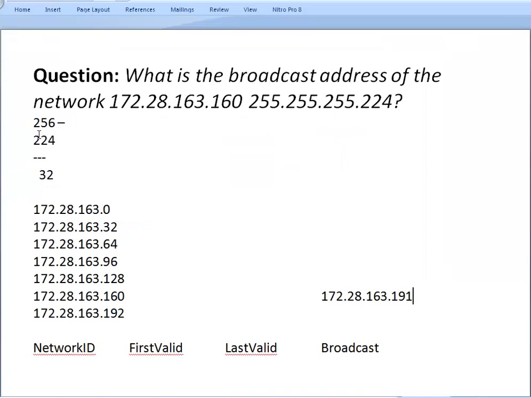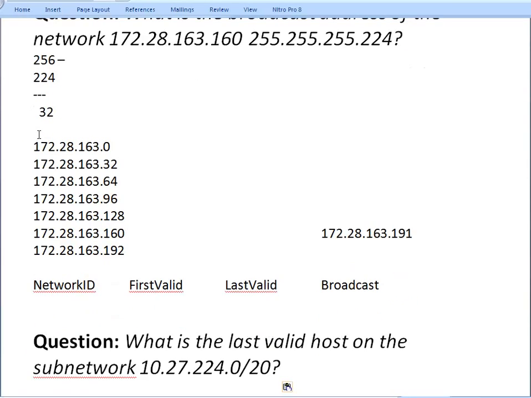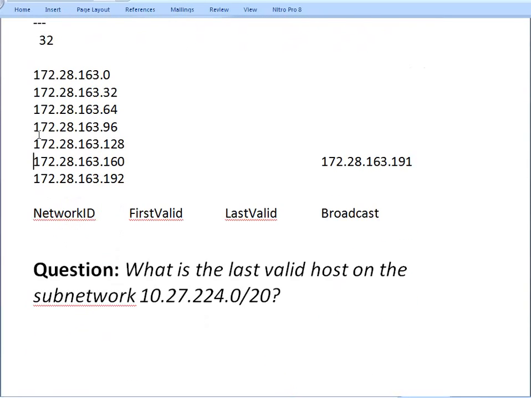The next question is, what is the last valid host address for this subnetwork? Okay, so let's copy that. What's the last valid address? What they're looking for is the last valid address on this network.